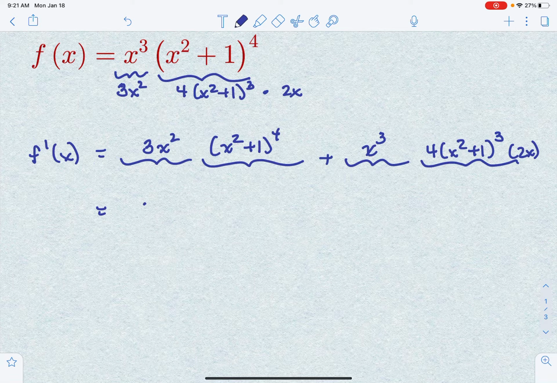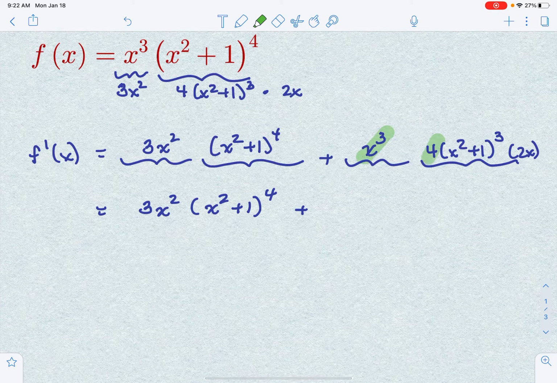So that means this is 3x squared times x squared plus 1 to the fourth plus, now, let's look at all the things that are outside the parentheses. We have an x to the third, we have a 4, and we have a 2x. So I'm going to multiply all of those together because we can. What better reason to do something than because we can? So 4 times 2x is 8x, times x to the third is 8x to the fourth, and that's times x squared plus 1 to the third.